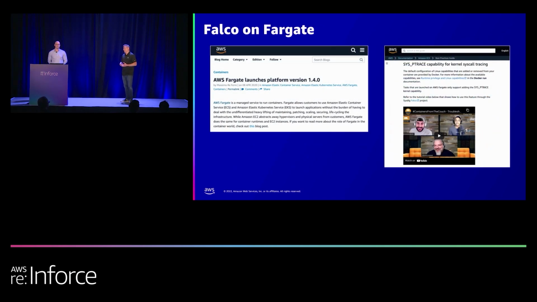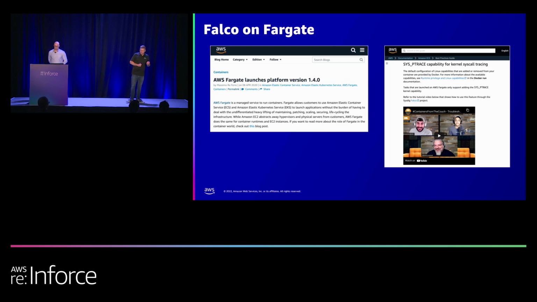So the Fargate piece, right? I mentioned that Fargate's tricky because it abstracts away a lot of the infrastructure. Well, in reality, that means that you lose access to the kernel, right? So this presents a lot of problems for security teams that are used to having access to the kernel to control things and also get visibility.